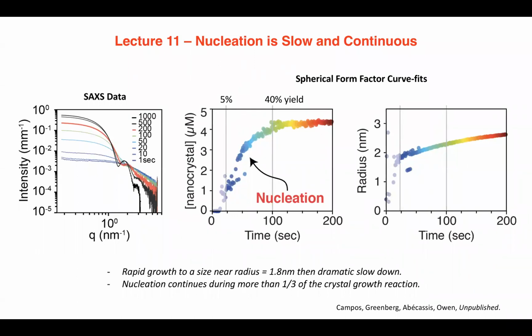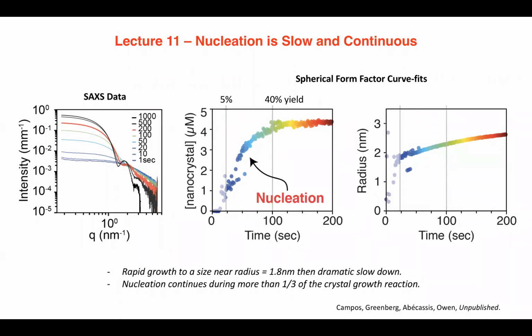You see the number of nanocrystals increasing. And so this measurement clearly says that there is no burst of nucleation under these conditions, but nucleation happens very slowly and continuously. This data set is about to be published. It's being reviewed. We're going to submit our second revision on this paper.